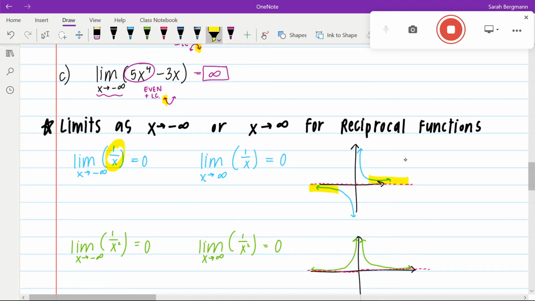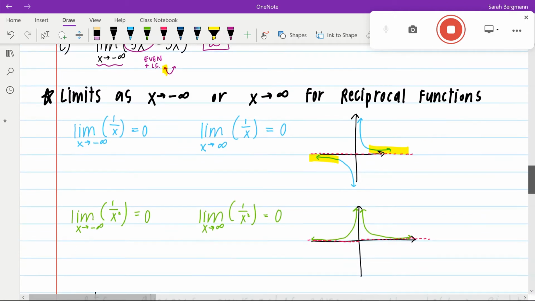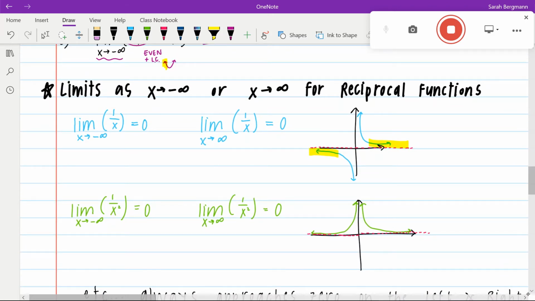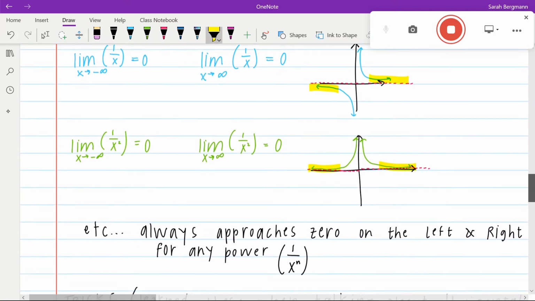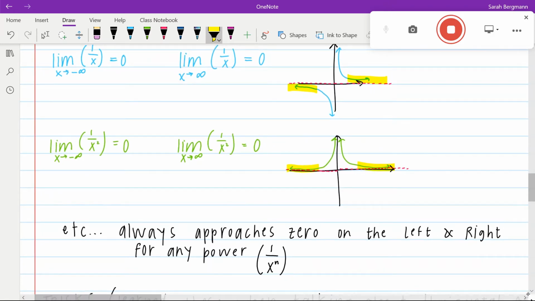Now let's look at 1 over x squared. This graph looks like this. I've already drawn it out for us. As x approaches negative infinity, we're approaching 0. As x approaches positive infinity, we're also approaching 0. It turns out that no matter what the power is, it always approaches 0 on the left and the right ends. So anytime you have 1 over x to any power, it always will approach 0.